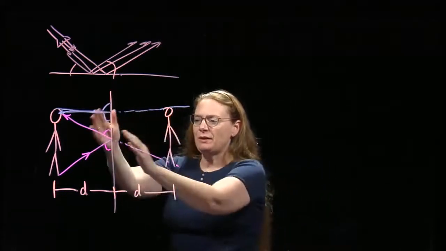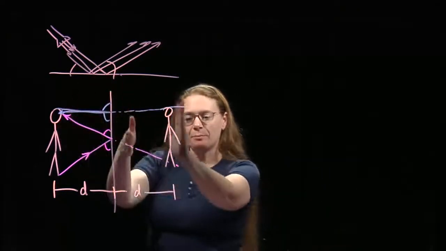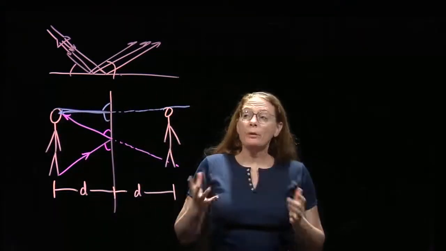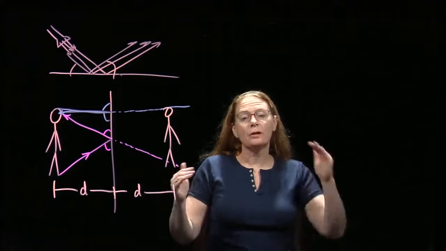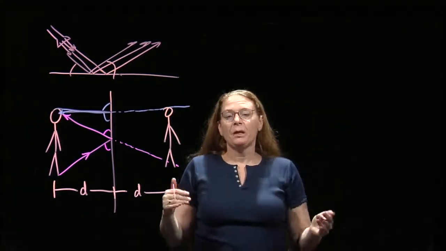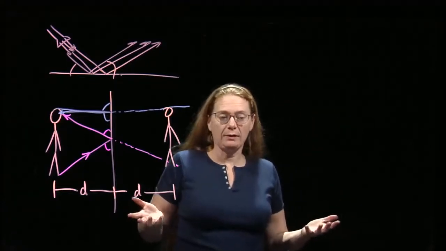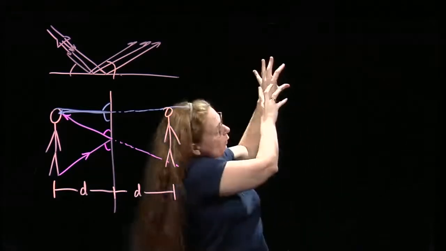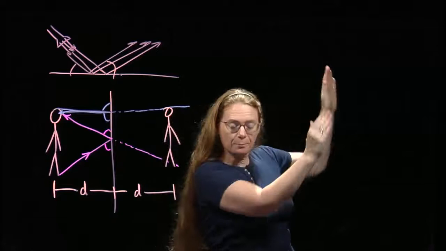And the image we see of ourselves is equidistant behind the mirror as we are in front of the mirror. But we also can create images with curved mirrors. You've seen these curved mirrors in different places, like a convenience store. Up in the corner, they might have a curved mirror.